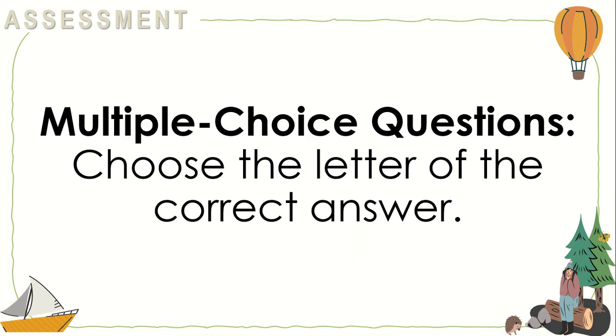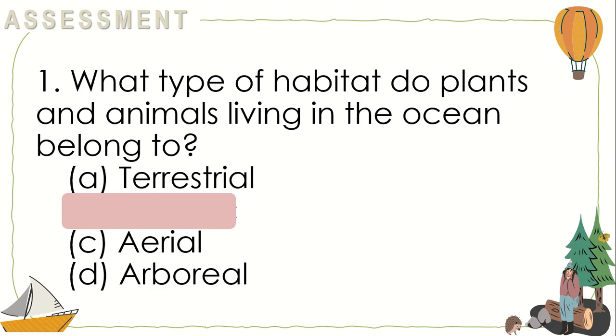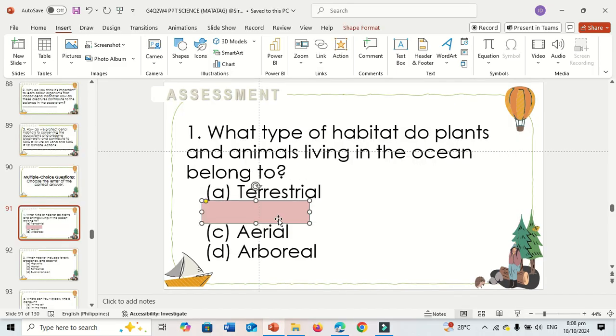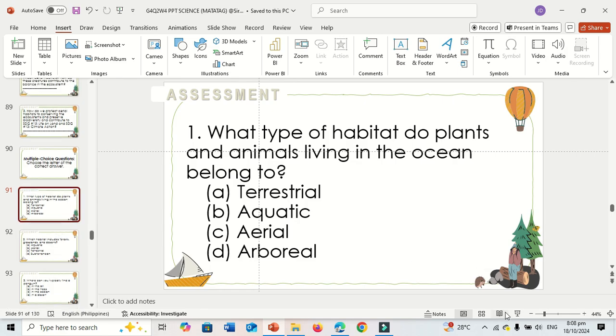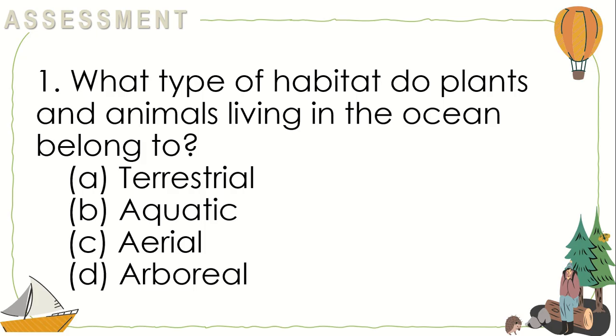Let's now proceed with the formative assessment. We have multiple choice questions. Choose the letter of the correct answer. Number 1. What type of habitat do plants and animals living in the ocean belong to? A. Terrestrial, B. Aquatic, C. Aerial, D. Arboreal.